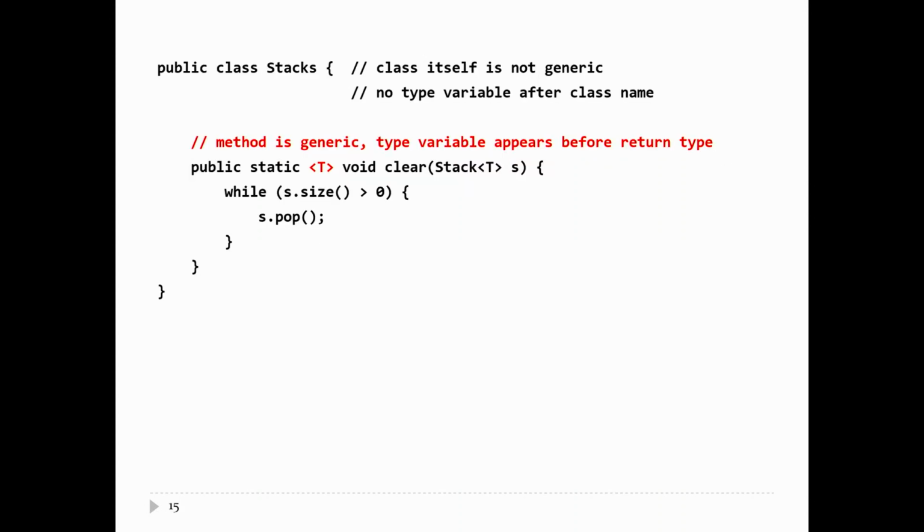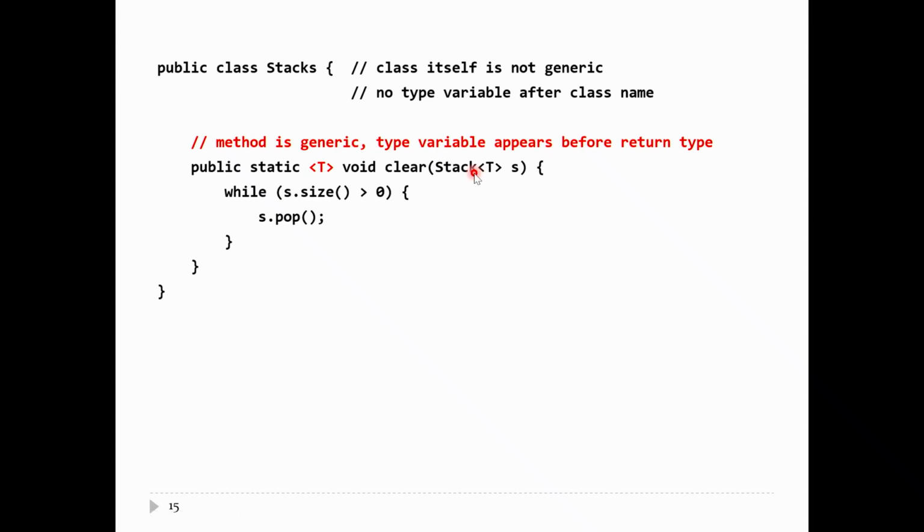So how do you implement this method? Well, it looks like this. So here's my class Stacks. It's going to be a utility class that operates on stacks. It's a utility class, so all the methods are static. Notice that the class itself is not generic, so there's no generic type parameter here. You could put one in. It doesn't make sense to put one in this case. But if you're in the situation where you're implementing a generic class, it's fine to have generic methods inside a generic class.